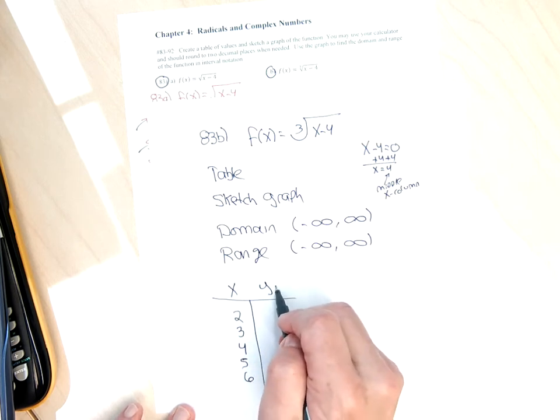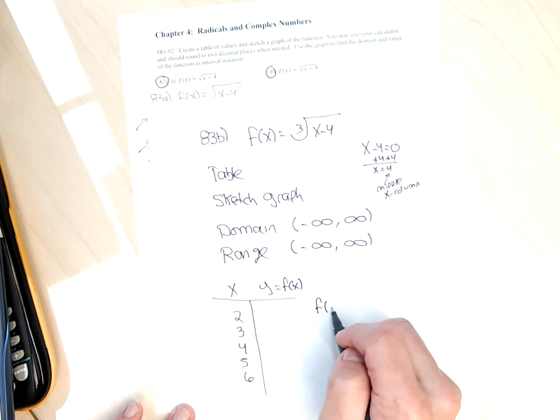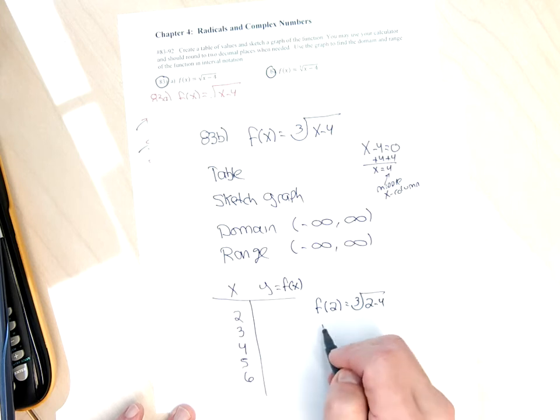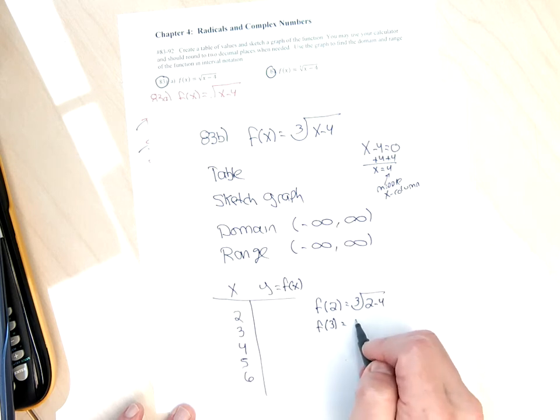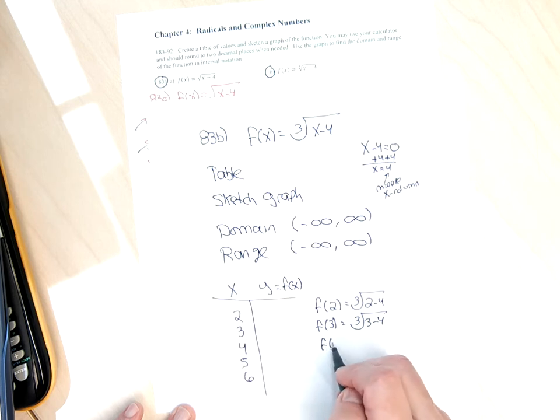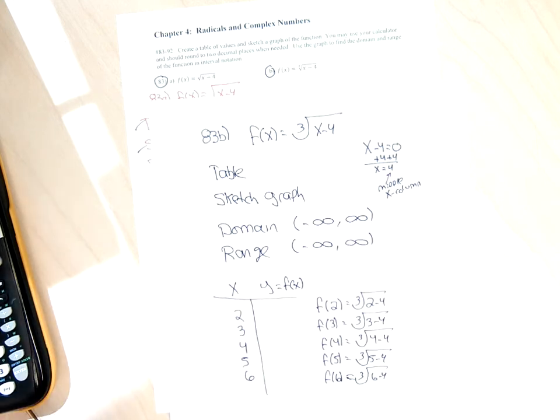I'm going to get my y's, which I could also call f of x, using my calculator. I'm going to do f of 2, which would be the cube root of 2 minus 4. Then f of 3, which is going to be the cube root of 3 minus 4. And then f of 4, the cube root of 4 minus 4. F of 5 would be the cube root of 5 minus 4. And f of 6, the cube root of 6 minus 4. I'm going to do all of these really quickly on my calculator and round to 2 decimals.